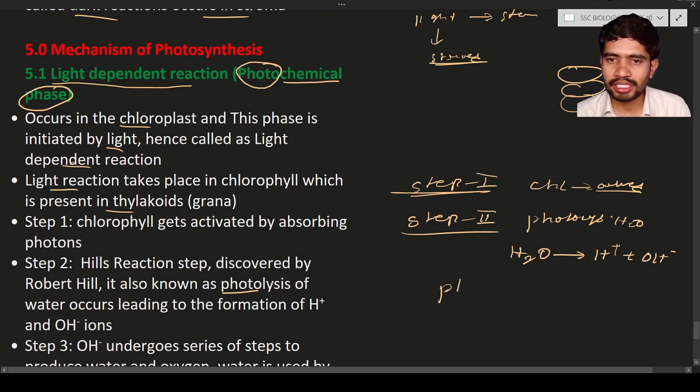So here we are calling it a photolysis. What is meant by photolysis? Photo means light, lysis means breakdown. It means by using sunlight we are breaking the water molecule, that is known as photolysis of water. Okay, here remember H plus and OH minus ions are formed after the photolysis of the water.